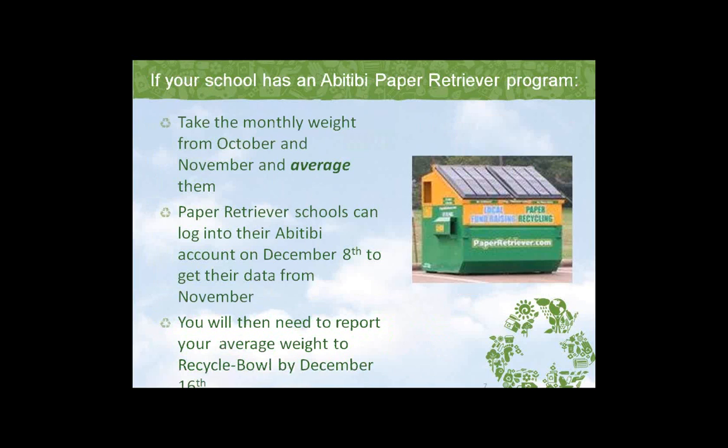For those schools on the Abitibi Paper Retriever program, or really any program that provides monthly weight data, the school can estimate the weight of their recyclables from October 17th to November 12th by taking the monthly weight from October and November and averaging them. Paper Retriever schools can log into their Abitibi account on December 8th to get their data from November. You'll then need to report your average weight to recyclable by December 16th.